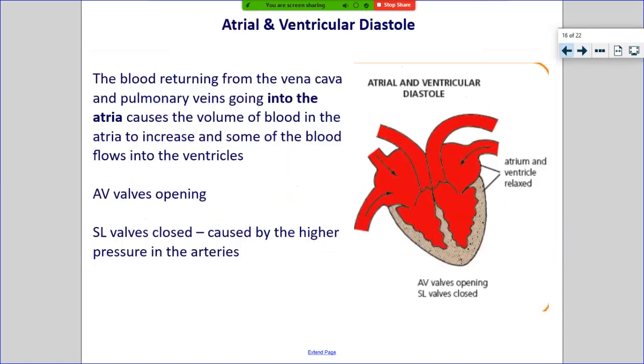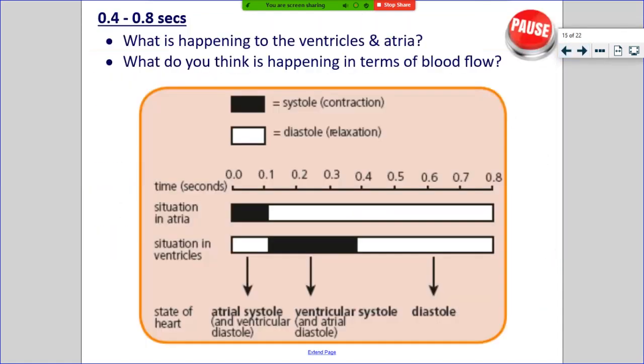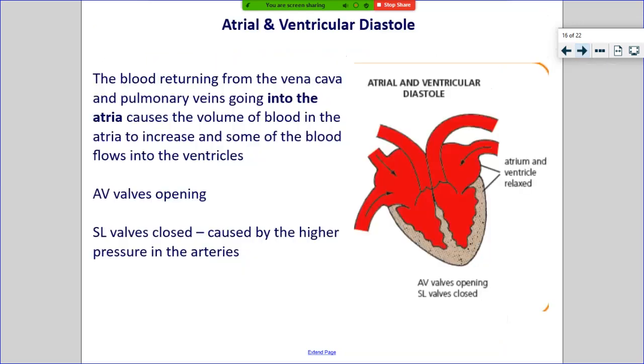So if we go back to the diagram, at the end of 0.8 seconds, we go back to the start and atrial systole will start again. Atrial systole, ventricular systole, diastole. Atrial systole, ventricular systole, diastole. And that happens, hopefully, for about 85 years.